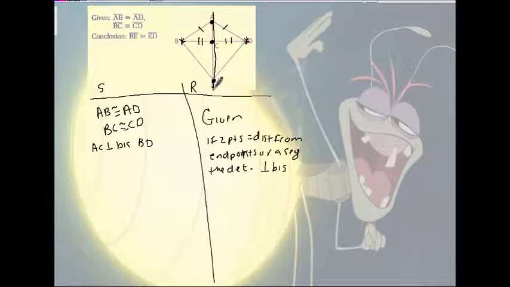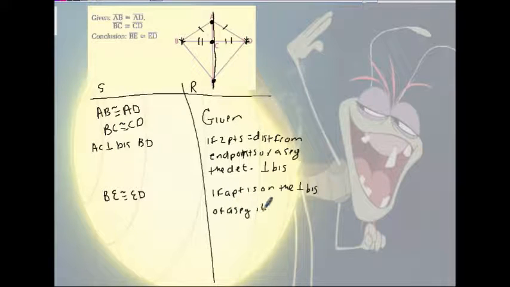And if I have any point that's on my perpendicular bisector, it's also equidistant from my endpoints. So for my final step here, BE is congruent to ED. For my reason, if a point is on the perpendicular bisector of a segment, it's equidistant from the endpoints of the segment.